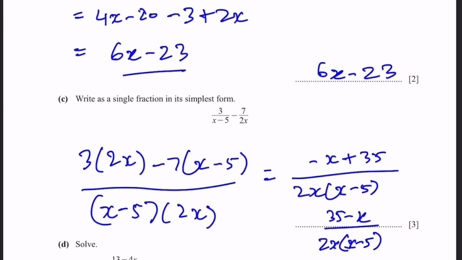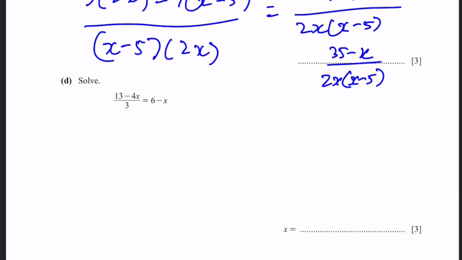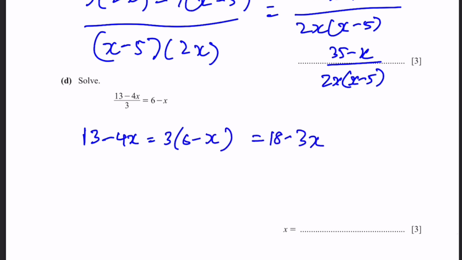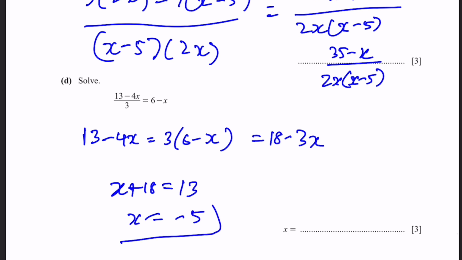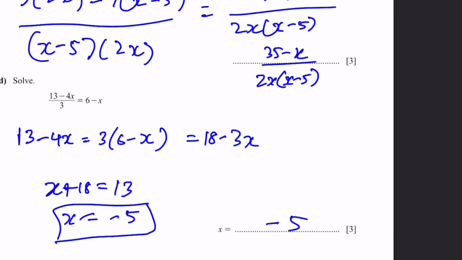Now let's go to part D. Solve. 13 minus 4x by 3 equals 6 minus x. First, you can multiply by 3 on both sides. So 13 minus 4x equals 3 times 6 minus x. And this is simply 18 minus 3x. Now we can bring 4x to the side. So x plus 18 is equal to 13. And x is equal to 13 minus 18, or minus 5. That's our answer.